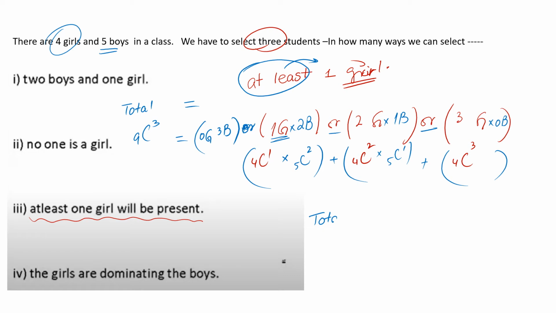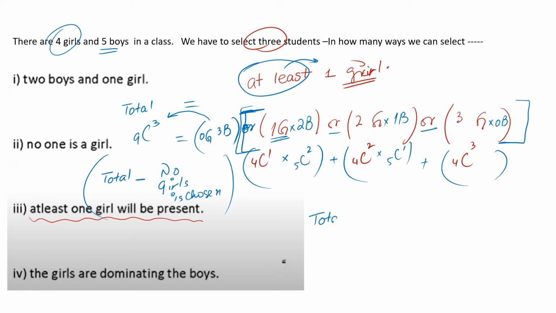So if they are asking me to select at least one girl, it means from here till here. So I can bring the zero girls and three boys over here. It means from the total, I can minus the situation where no girl is present. No girl is chosen or no girl is present. So when no girl is present, it means all are boys. So from the total, minus all boys are selected or all boys are present.